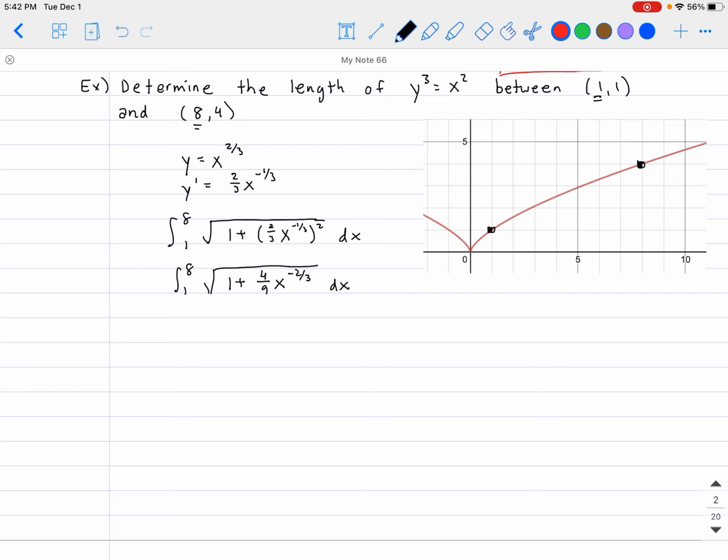Now, it's not to say that we can't solve for this, because if you look at our equation right here, we're not restricted to solving for y like we normally would.